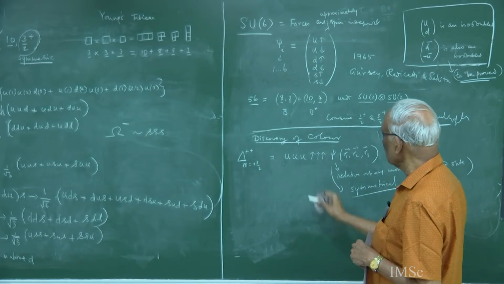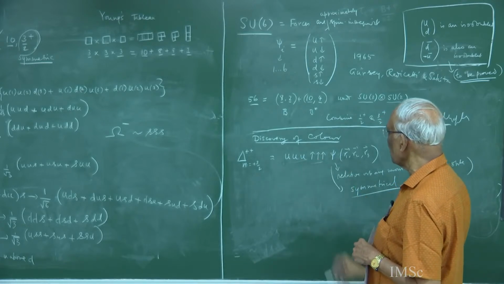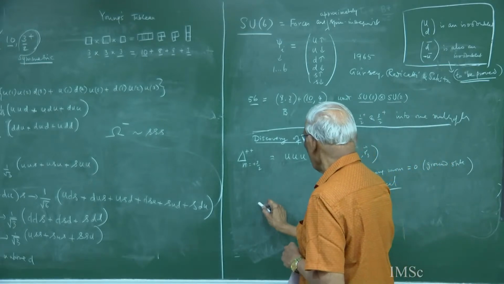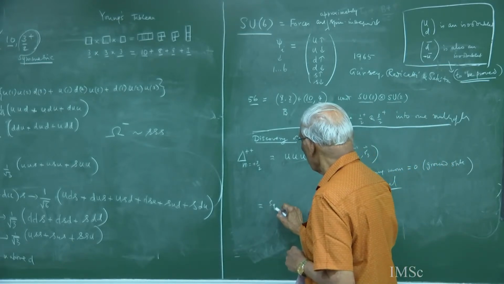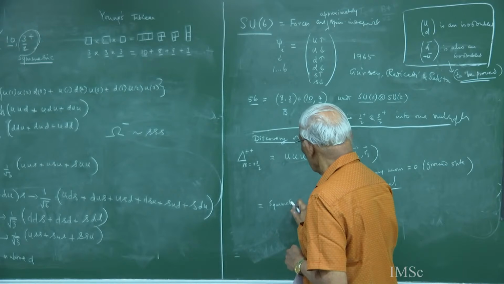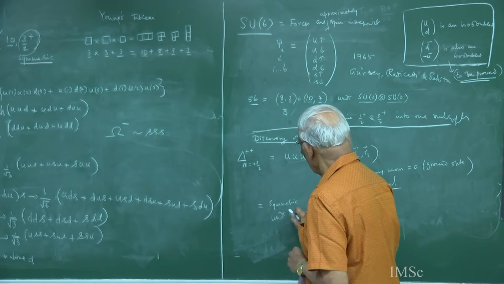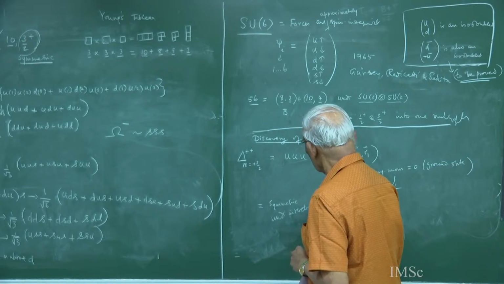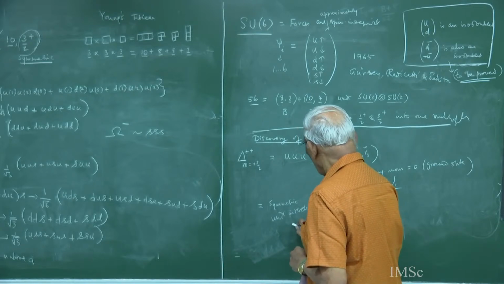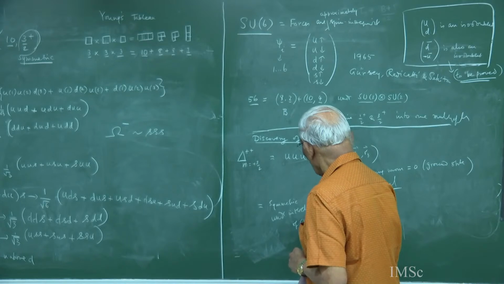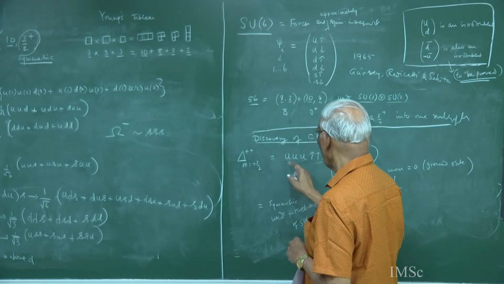What about the other parts? This is obviously symmetric, this is also obviously symmetric. So, the total wave function is symmetric under interchange of SU3. SU3 is U, D, S, etc., and this is symmetric.